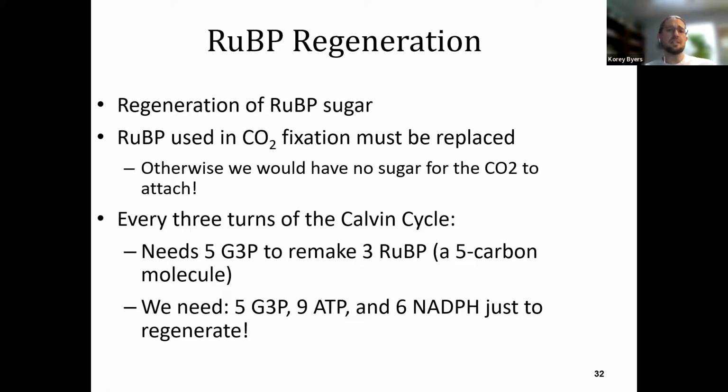So the third and final step of the Calvin cycle is to remake that RuBP. We have to regenerate it, otherwise we'd run out and we couldn't keep doing photosynthesis. And so RuBP that is used in CO2 fixation has to be replaced. So for every 3 turns of the Calvin cycle, you need 5 of your 6 G3P to make 3 RuBP. So it's expensive. Photosynthesis is very expensive and extremely inefficient.